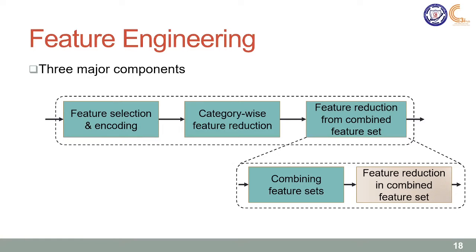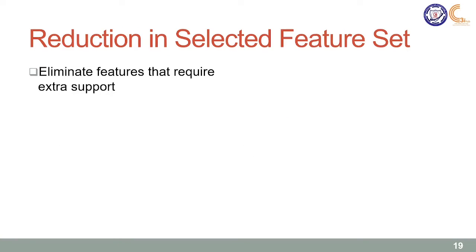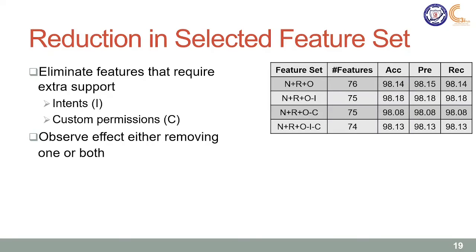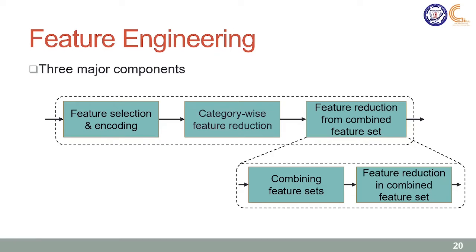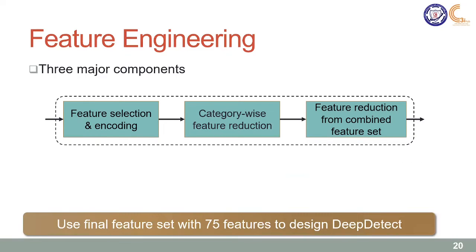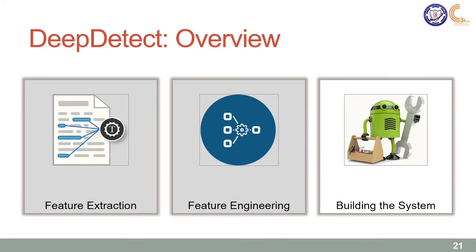In combined feature set reduction, we eliminate features that require extra support. Such features are intents and custom permissions. We observe the effect of removing either one or both, and finally remove intents as it does not impact model performance. This final feature set is then used to design DeepDetect. For more details about the feature engineering process, please refer to our paper.